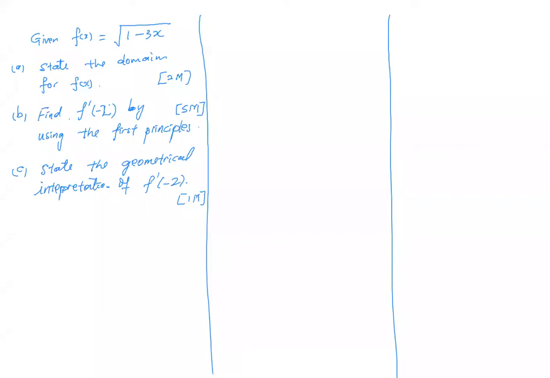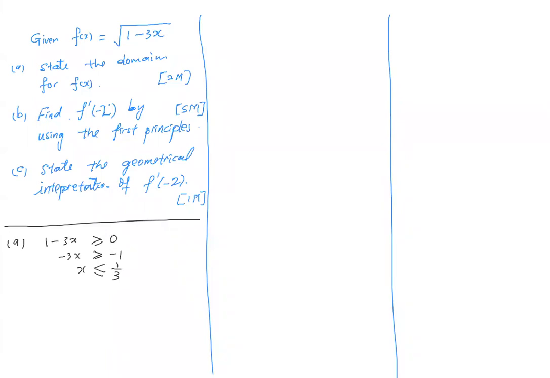When you do this, I told you already, whenever we talk about stating the domain for square root, these are the things that you have to take note of. Okay, part A: 1 minus 3x must be greater than or equal to 0. So negative 3x must be greater than or equal to negative 1. So x must be smaller than or equal to 1/3.